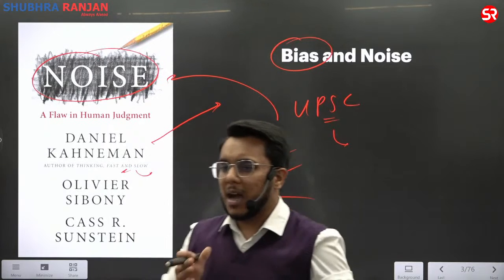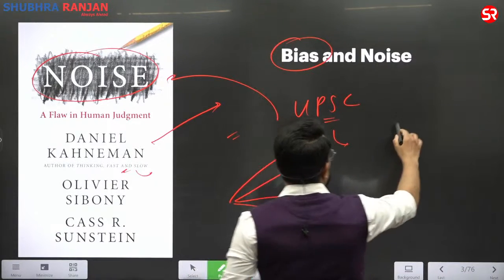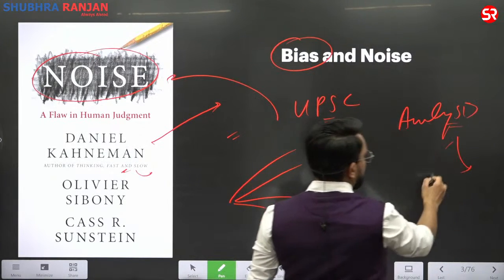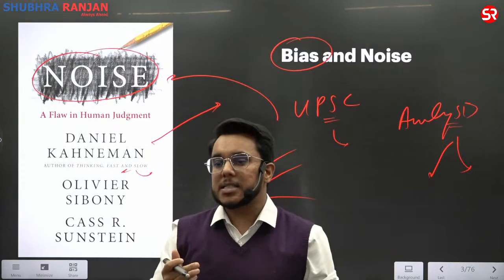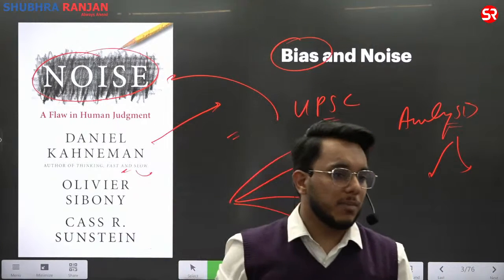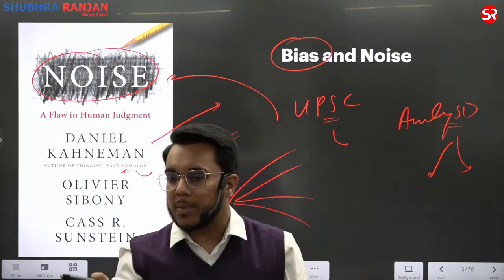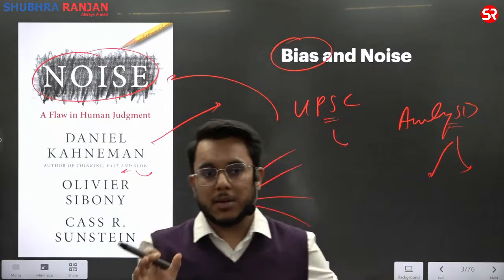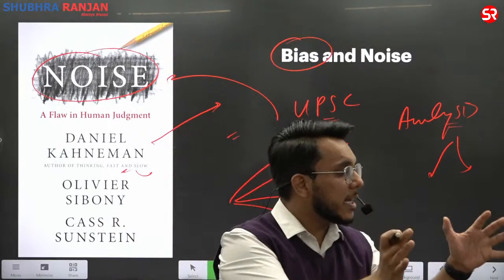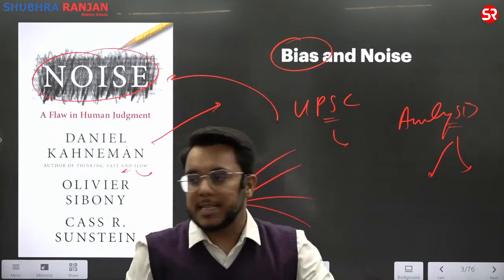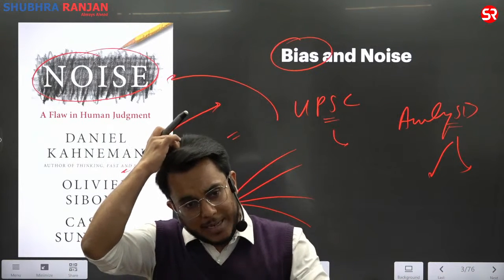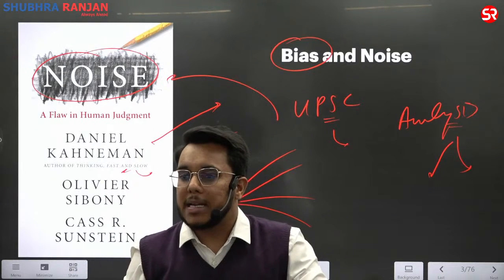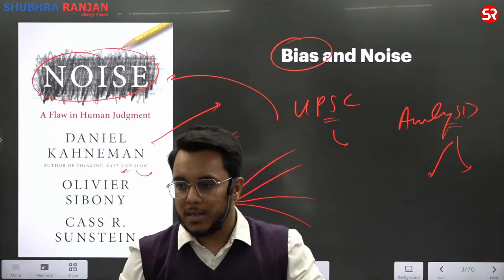The point is that you need to have a proper analysis. And in terms of analysis, you need to see at least the past 10 years of papers, and on the basis of that you should set a perspective that these kinds of things are usually more important for the UPSC examination. Now the point is that nobody can give you a guarantee that this will definitely come and this will not come. Are you getting it or not?